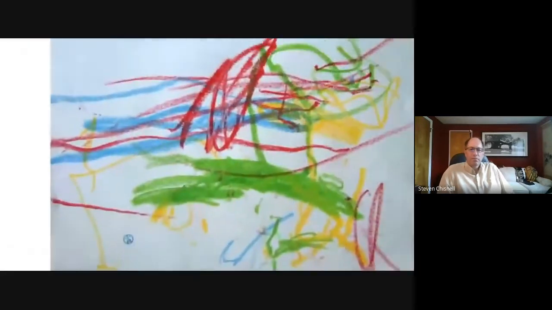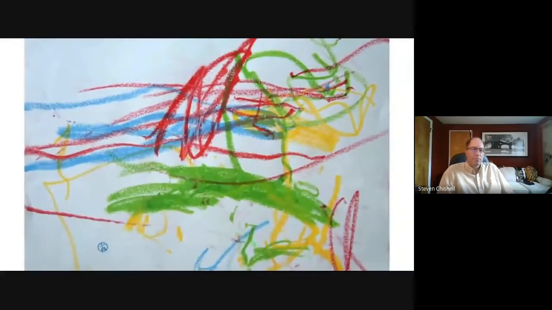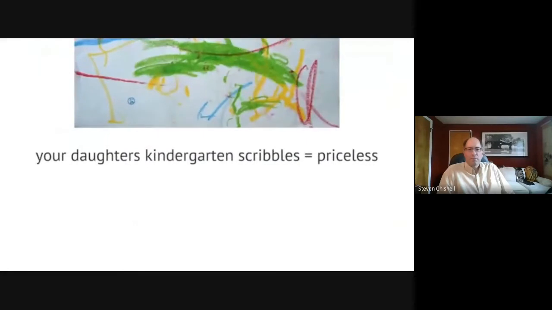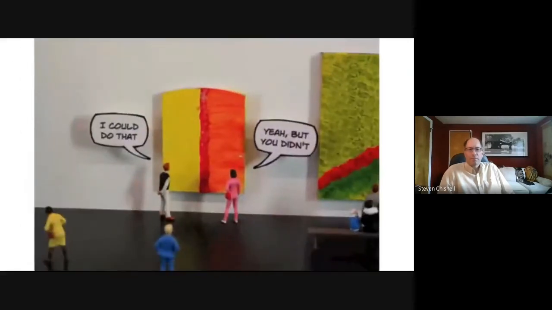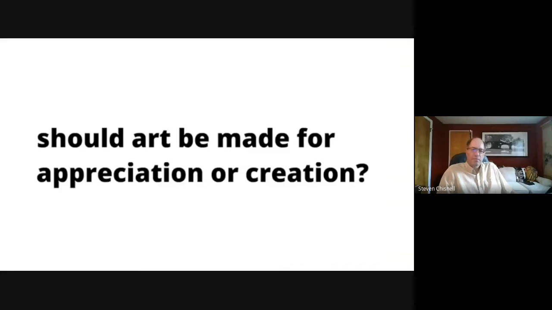whereas this scribble is your daughter's kindergarten project that's worth nothing, respectively. But hey, that's modern art for you. It's all about the debate of "I could do that" versus "yeah, but you didn't." This brings up another question. Should art be made for creation or appreciation?